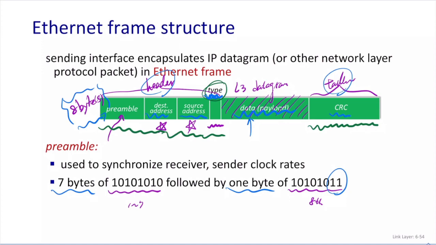That is the reason why we need the preamble, because we don't know when the sender will send the frame. So the preamble is actually not data. It is not a header field. It is used to synchronize the clock rate. The destination address is actually the first data field in your header.